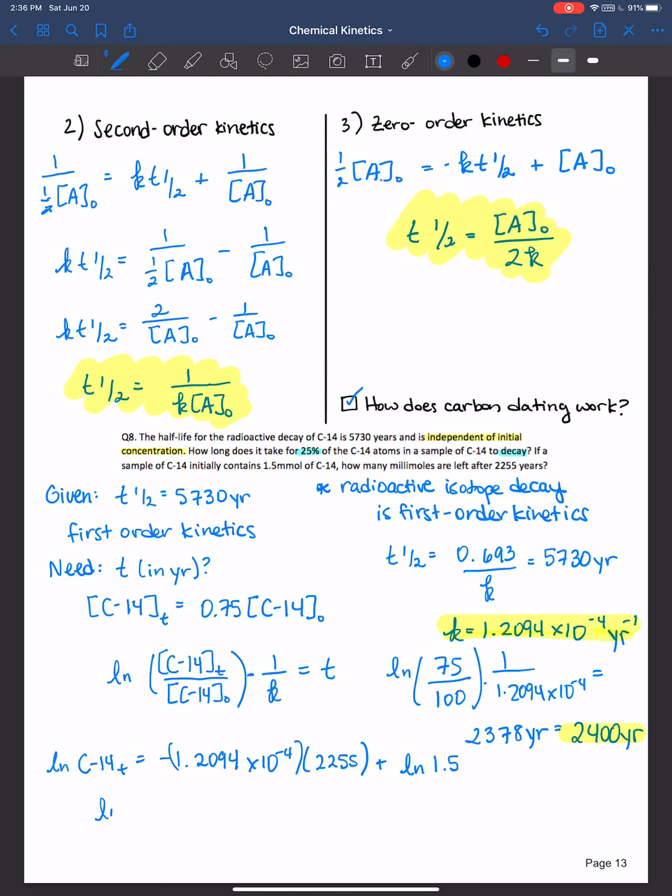I get the natural log of the C14 sample is equal to 0.1327454. Anytime we want to get rid of natural log, we put it to the exponent here. That helps to cancel that out. So C14 at that particular point in time is 1.14 millimoles, which rounded to two significant figures is 1.1 millimoles. That's left over after 2,255 years.